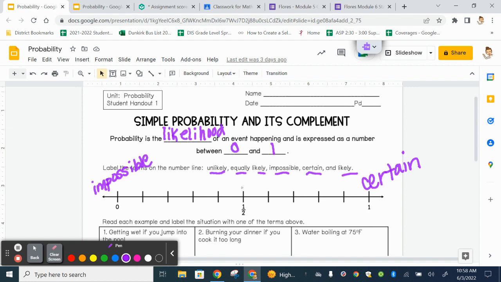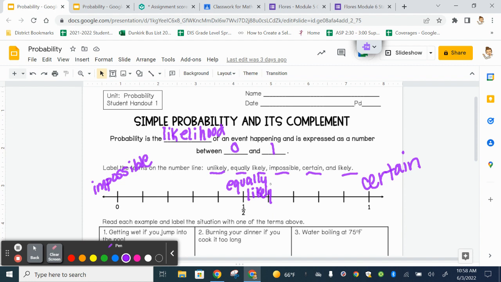Now, right in the middle of that, as it implies, midway through or halfway means, well, it could happen or it might not happen. It has an equally chance of happening or not happening. So we call that equally likely. So on yours, write equally likely.